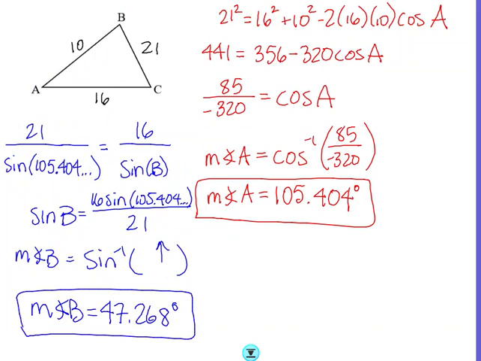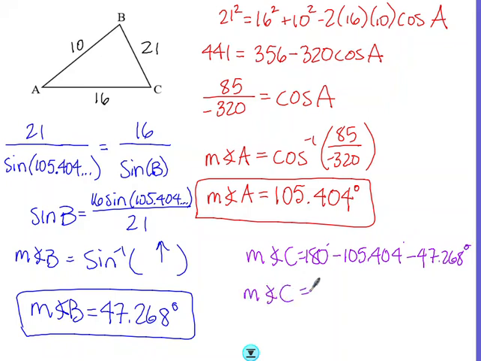Finally, I need to find the measure of angle C, which is just 180 minus the measure of angles A and B. So I end up with the measure of angle C as 27.328 degrees.